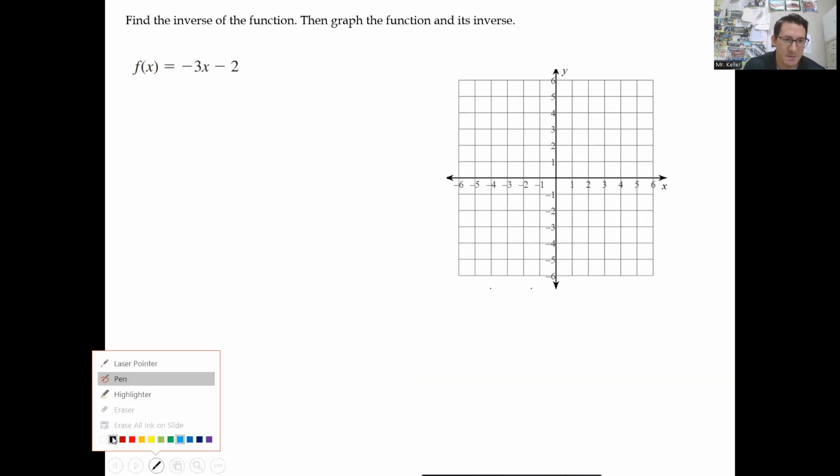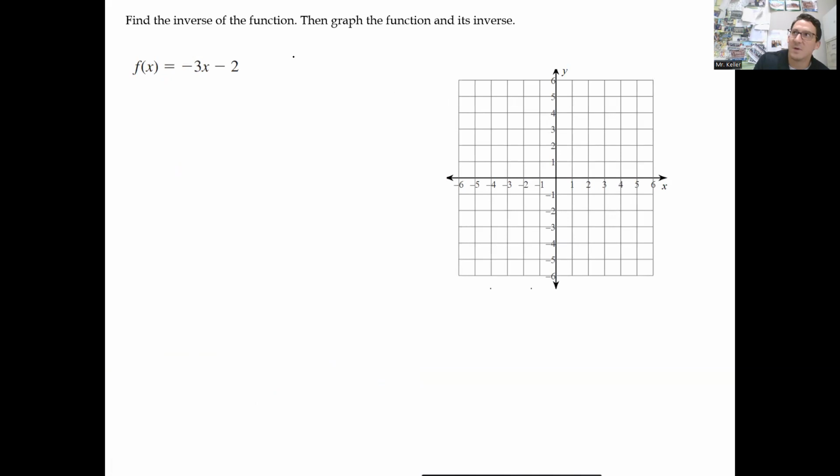All right, I'm going to try my best to graph this one in black. So the slope on this line is -3, and make it a fraction. The slope's easier as a fraction. The y-intercept, or the b value, is -2. So that means the starting point is at 0, -2.